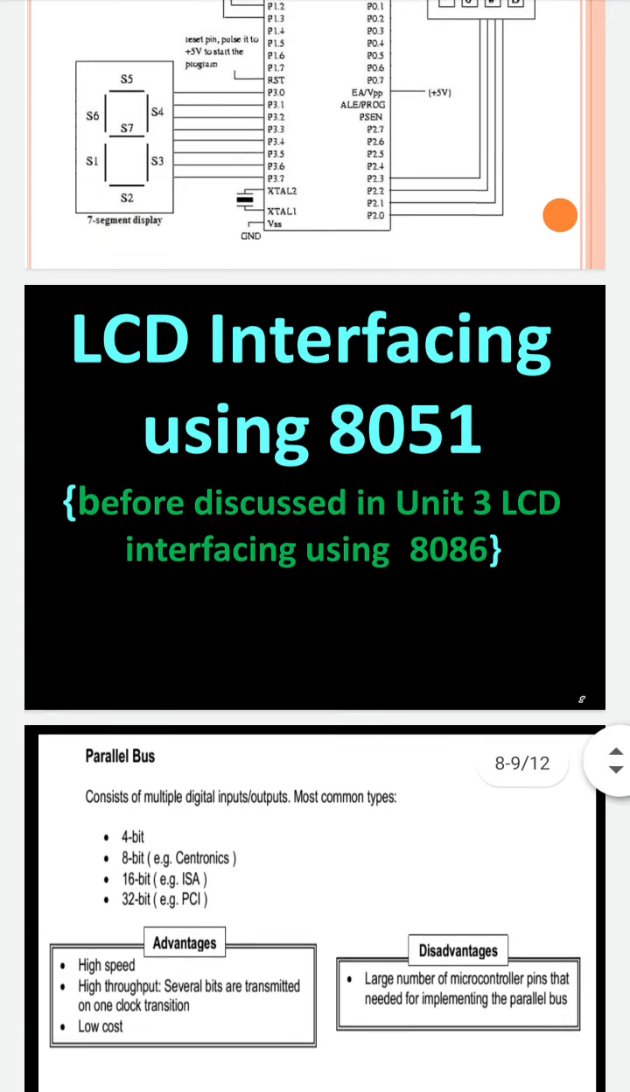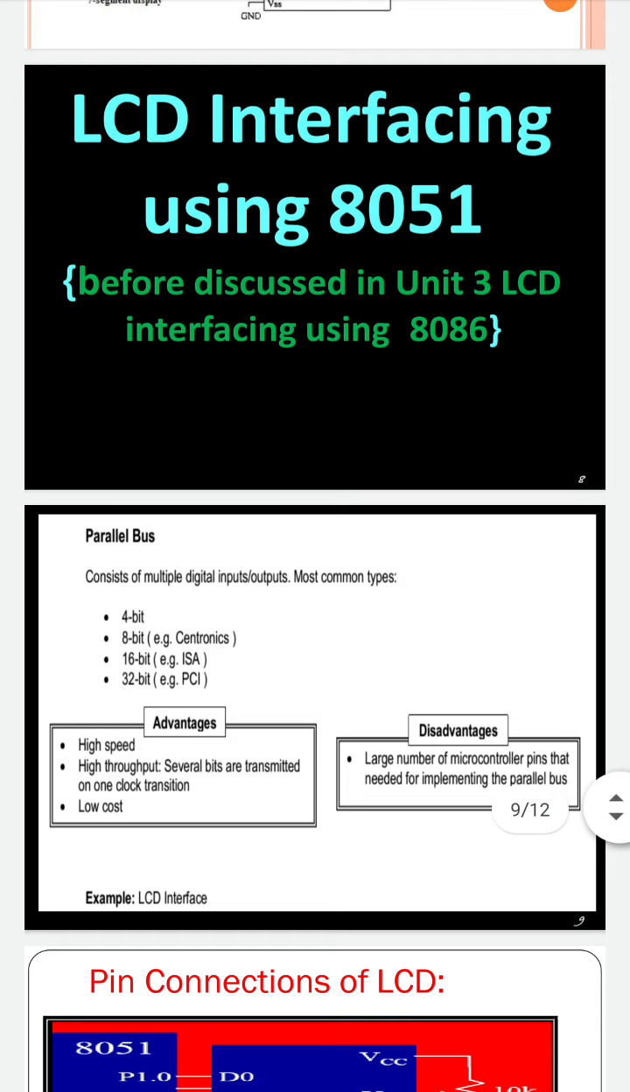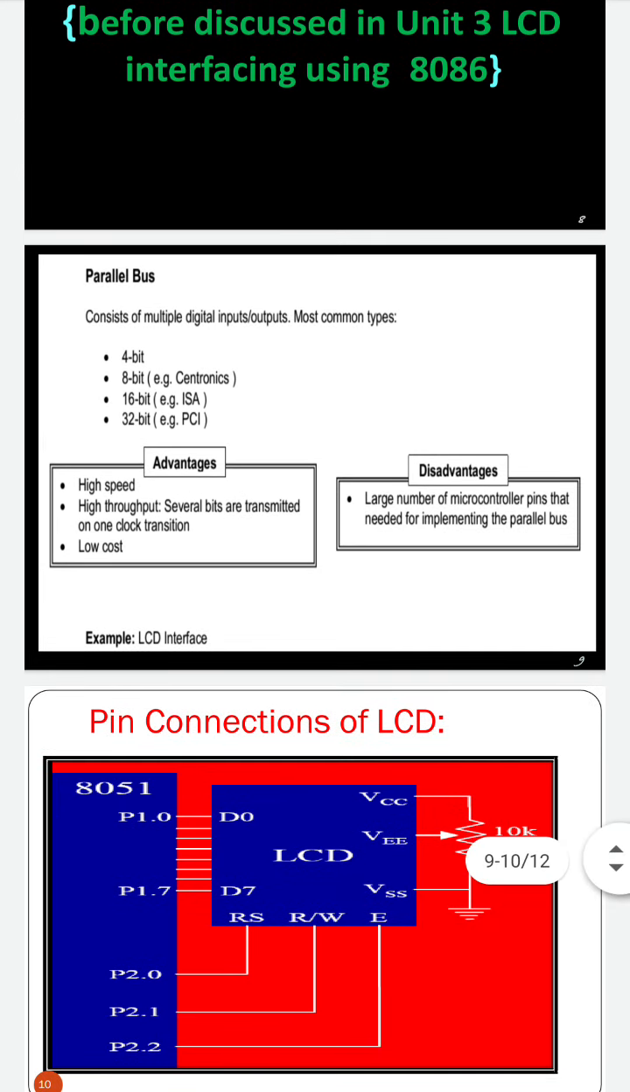Next we are going to see how LCD interfacing is done using the 8051. LCD uses a parallel bus, which can be 4-bit, 8-bit, 16-bit or 32-bit. The 8-bit is denoted by Centronics, the 16-bit by ISA, and the 32-bit is a parallel communication interface. Advantages and disadvantages: it is high speed and gives high throughput, since several bits are transmitted on one clock transition. Another advantage is low cost. The disadvantage is that a large number of microcontroller pins are needed to implement the parallel bus. This is the basic disadvantage.